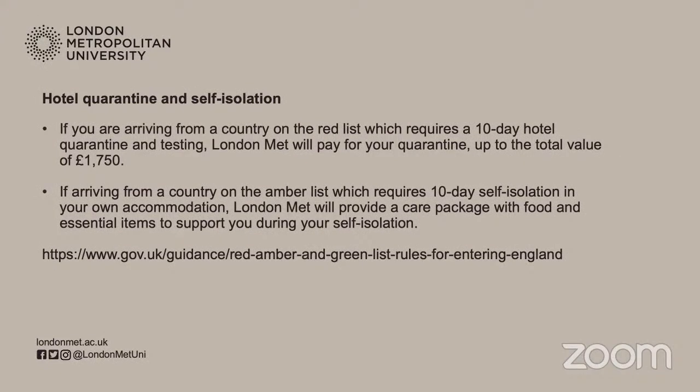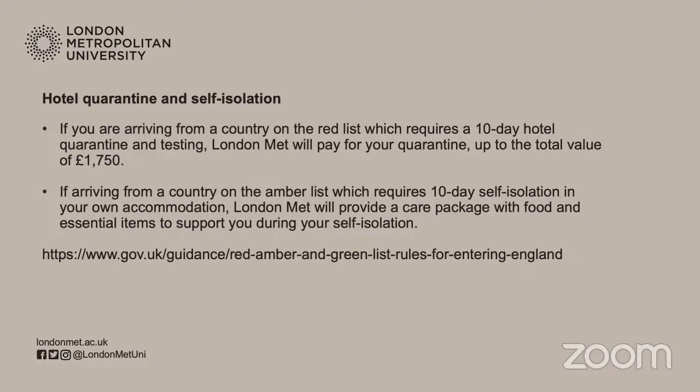Also, I understand India has recently been added to the red list, and students might be concerned about the additional costs that might occur when you come to London in September. We are very delighted to announce that we will provide you with extra financial support on that. If you are arriving from a country on the red list provided by the UK government, you will be asked to complete a 10-day hotel quarantine and relevant COVID testing during this period. We will be paying for your quarantine up to the value of £1,750, so that should cover all the costs during this period.